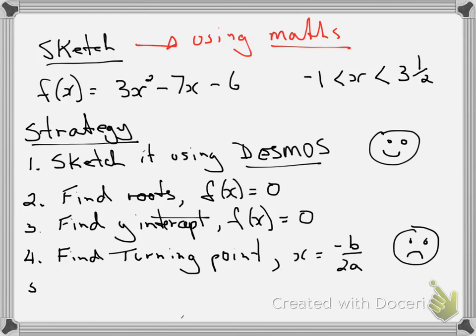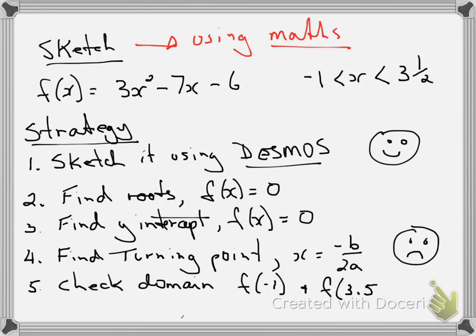And number 5 is check your answers. Oh no, sorry. Check not your answers, but check the domain values. What domain? Domain are your x values. So, in other words, what is f of negative 1? And what is f of 3.5? Let's just write 3.5. That'll make it a bit easier for you. Okay, that is your strategy.